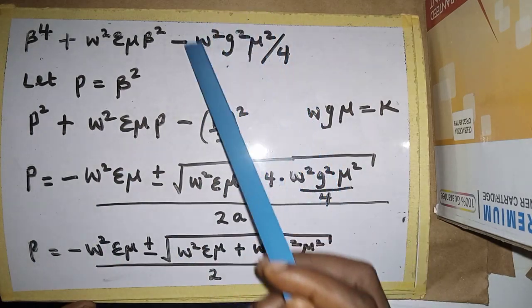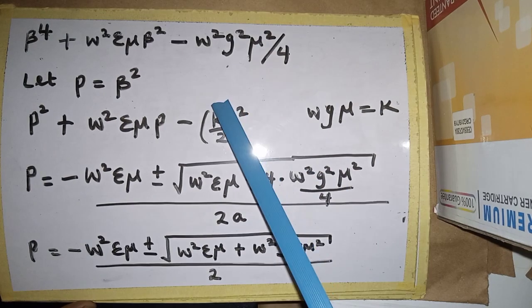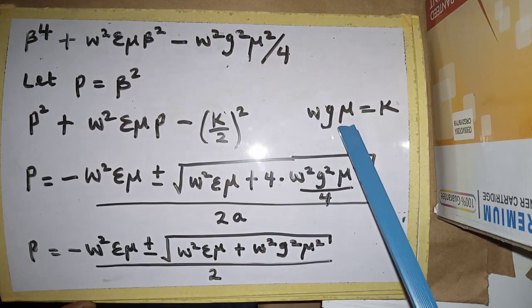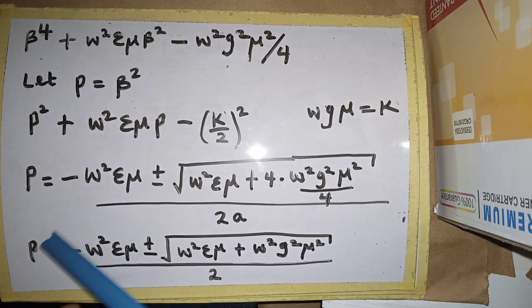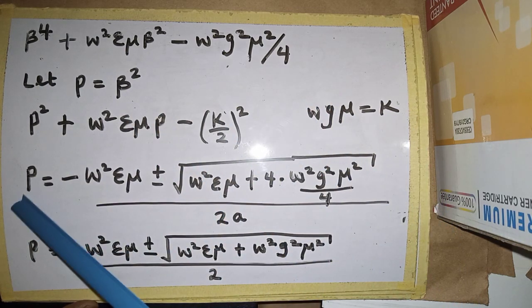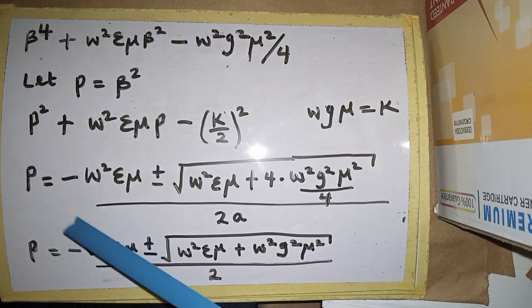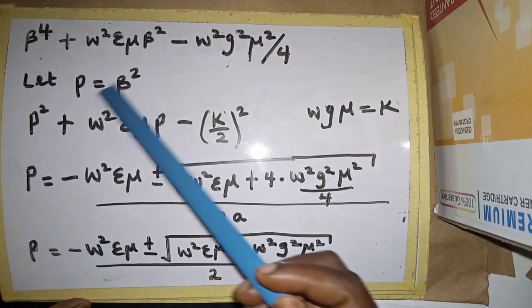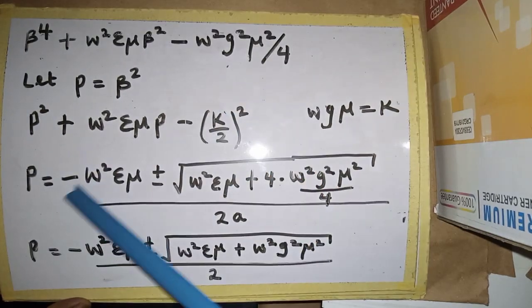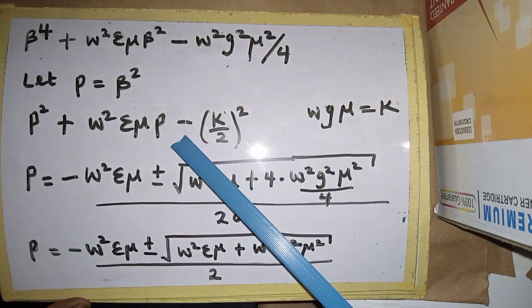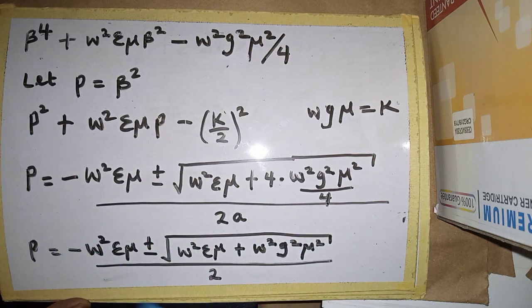Now we assume that this expression is equal to this expression, where g mu w is equal to k, and with this we have this expression, which is the almighty formula for the quadratic equation. This part is my b, this part is my c. So if I substitute into this expression, I'll be getting this expression here.